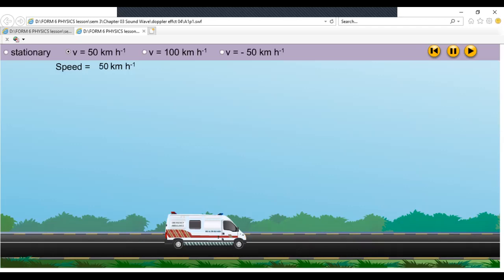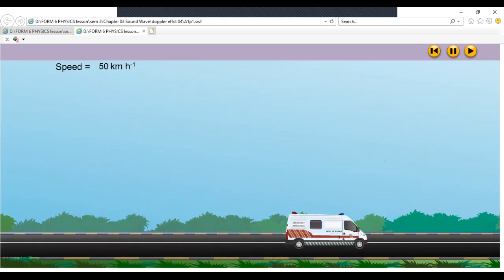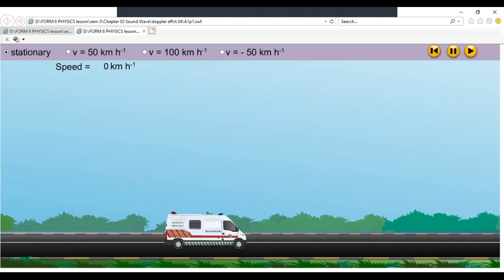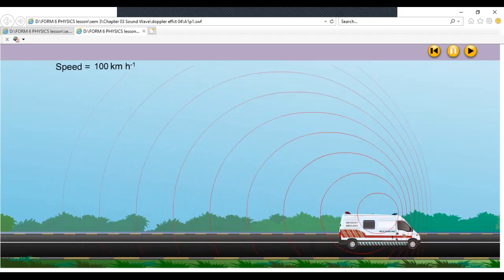Again, please observe the wavelength of the wavefronts on the left side and right side, that means the front of the ambulance and the back of the ambulance. We notice that the wavelength at the front part is shorter. Shorter wavelength means that the frequency will be higher. How about if the ambulance moves at 100 km per hour? We observe that the wavelength in front of the ambulance is much smaller than just now. Now we notice that the wavelength behind the car becomes much bigger.